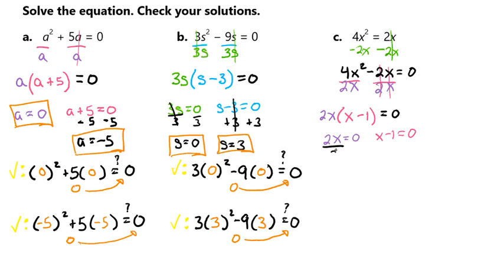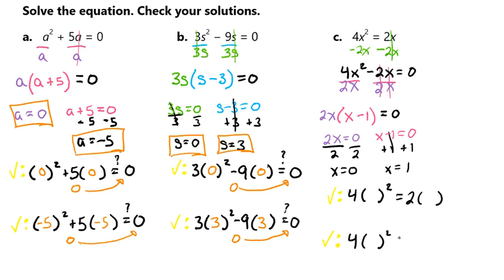So I'll divide both sides by 2 here and get x equals 0. Here, I'll add 1 to each side and get x equals 1. And now I need to check my solutions. When I go to check my solutions, I need to write it in the form it was in originally. So I want to know 4x squared equals 2x. Remember, everywhere there was an x, I need to put a parenthesis. And I have 2 answers to check, so I need to write it 2 times.